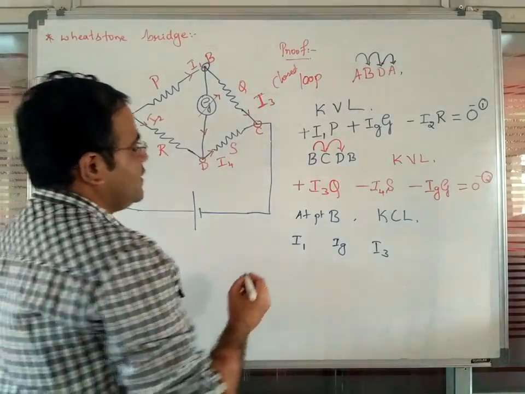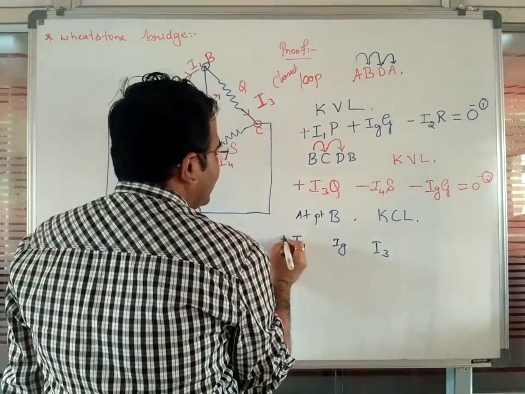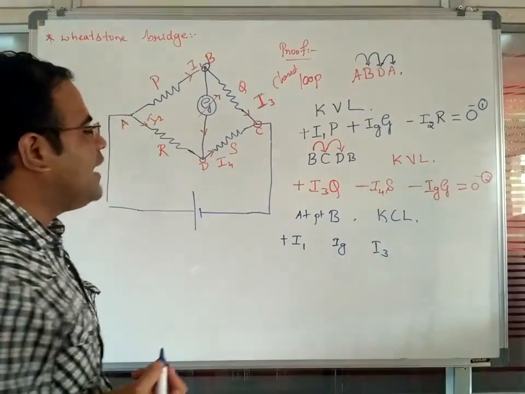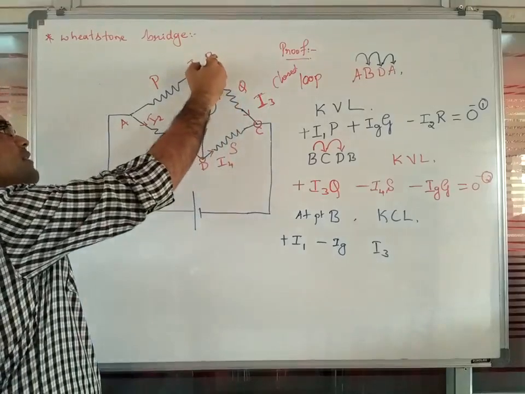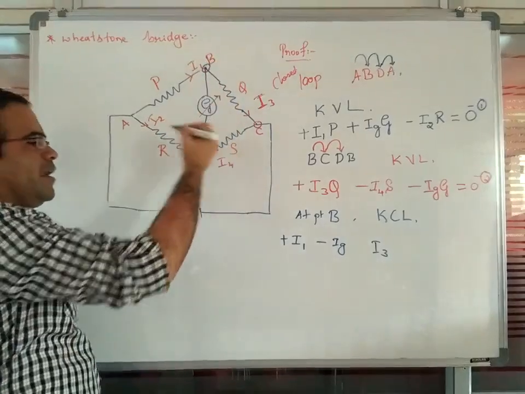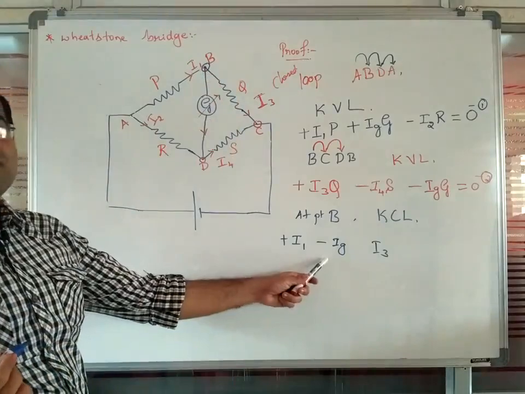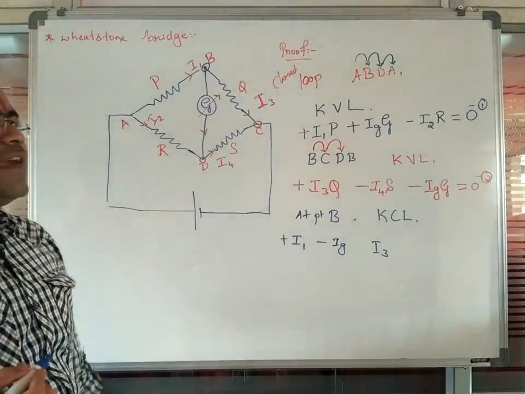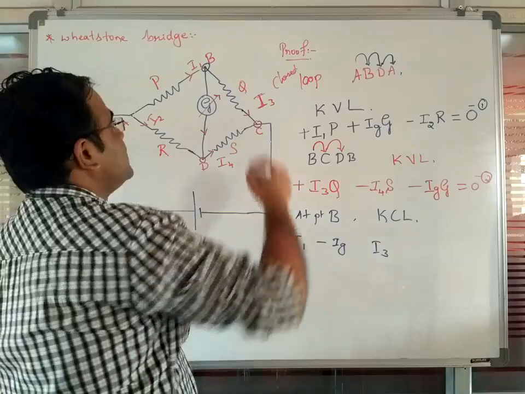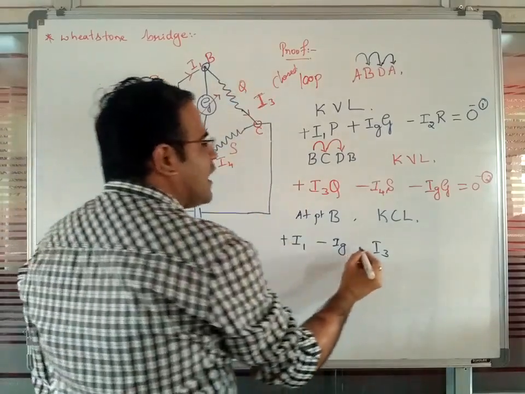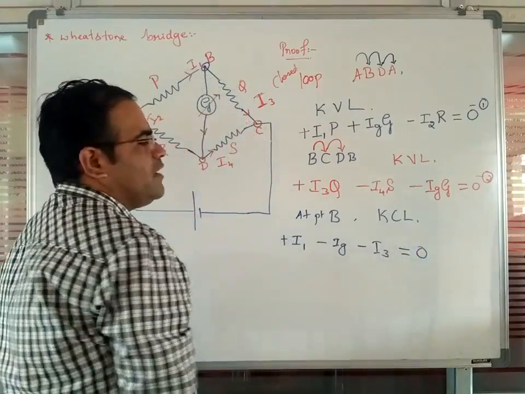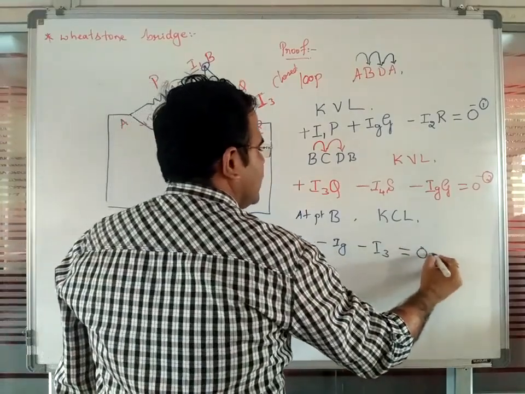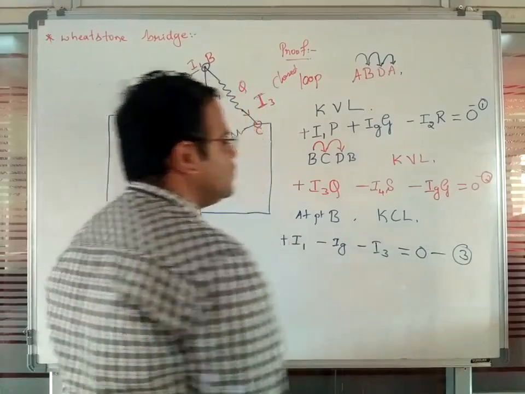In this one, I1 will be taken as positive, and Ig is leaving the point, in the sense it is exiting the point B. That is the reason we will consider this as minus Ig. Similarly, I3 is also leaving the point B, so we will consider this as minus, and the sum is 0. Let's write this as equation number 3.